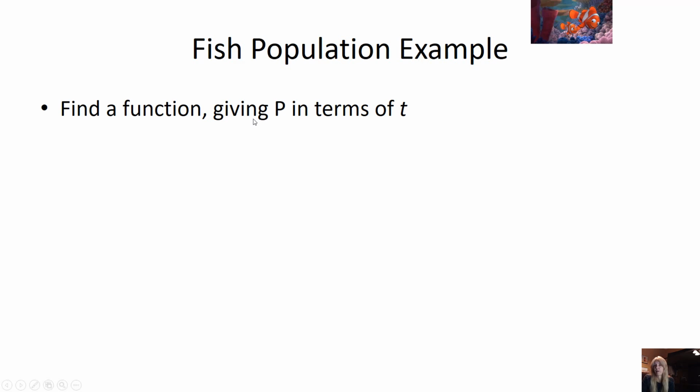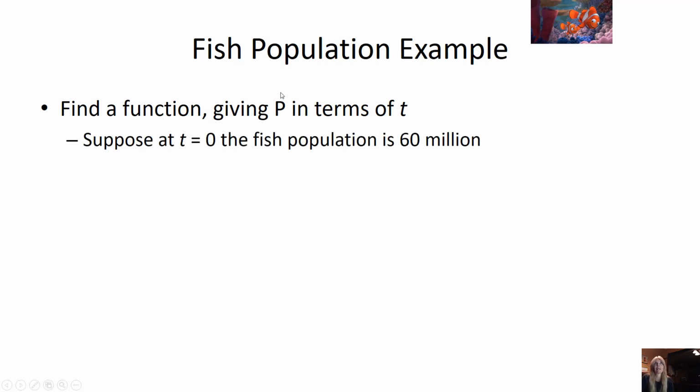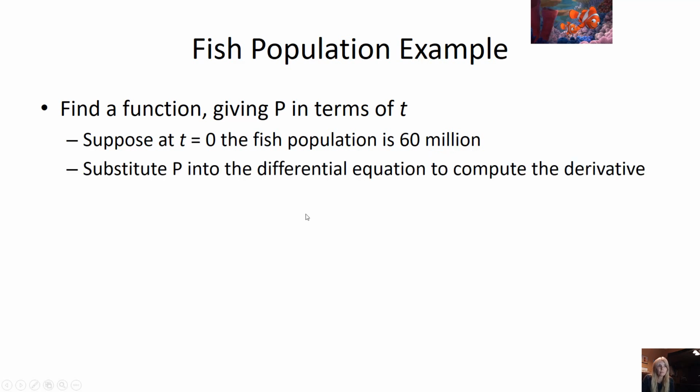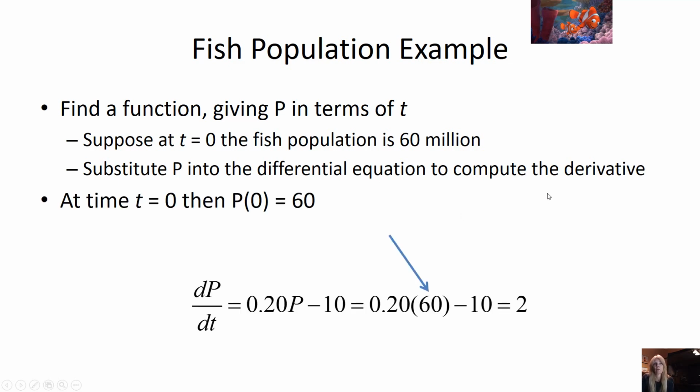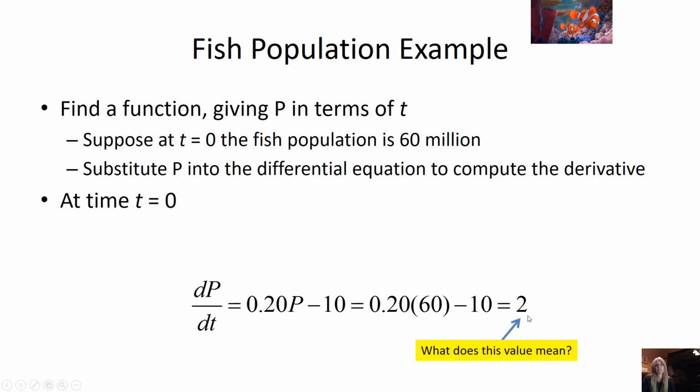So if I want to find a function giving p in terms of t, then what I could do is look at this and say, suppose at the beginning of time, I have a fish population of 60 million. I can substitute my p into the differential equation to compute the derivative. So in other words, I'm plugging in p of 0, which is 60, and then this gives me a number 2, which means what?